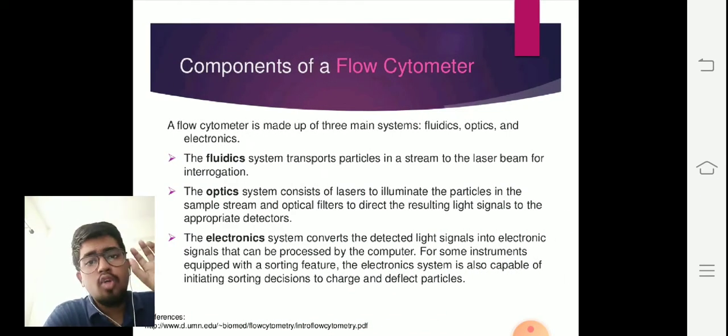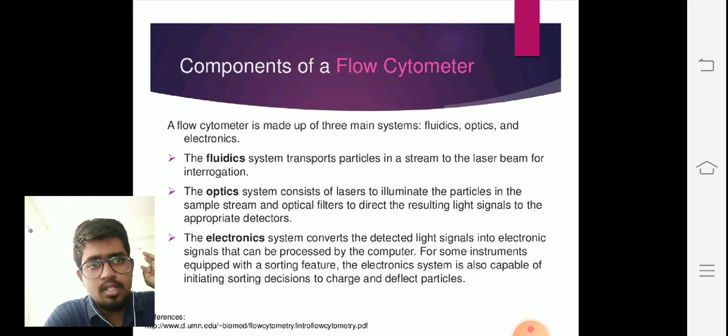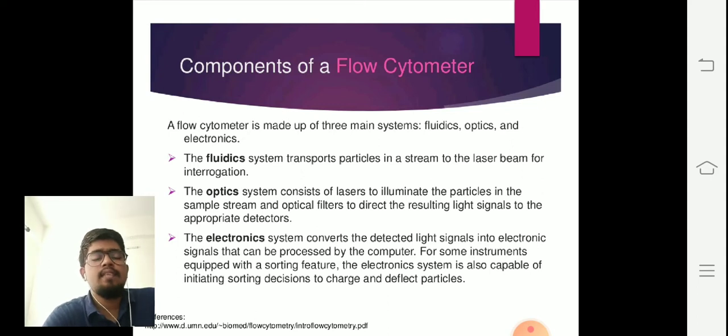Now talking about the composition, what are the components of a flow cytometer? A flow cytometer is made up of three main systems: fluidics, optics and electronics. Talking about the fluidics, this system is used to transport particles in a stream to the laser beam for interrogation. The fluidic system is used only for interrogation purposes. It transports particles in a stream to the laser beam for interrogation.